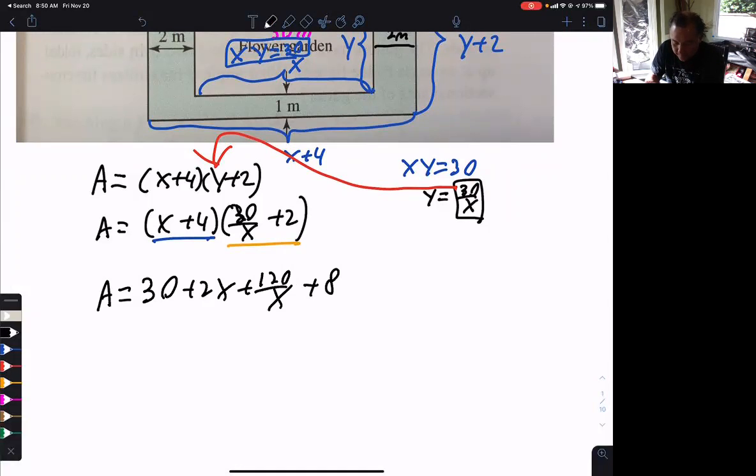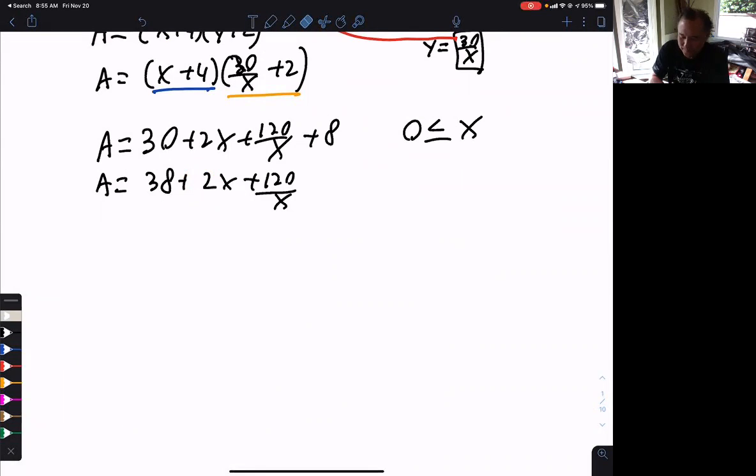Did I mess up somewhere? Let me back up. No, I don't think I messed up. I'm good. Okay, let's combine like terms. 30 and 8 get me 38. Okay, now I'm going to rewrite this. That's x to the negative 1.